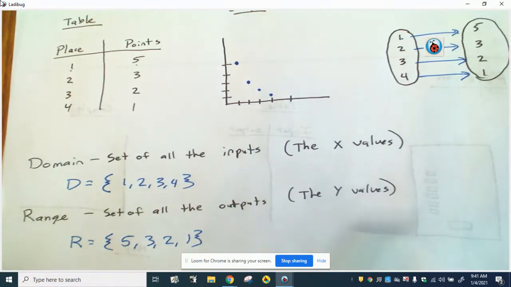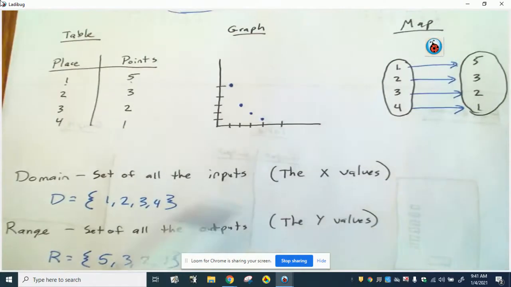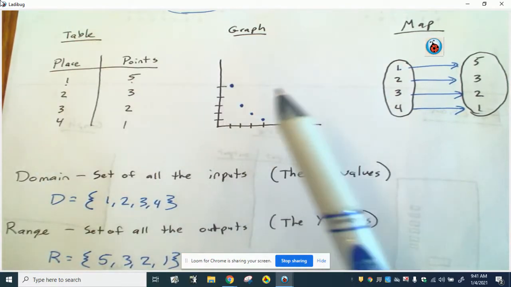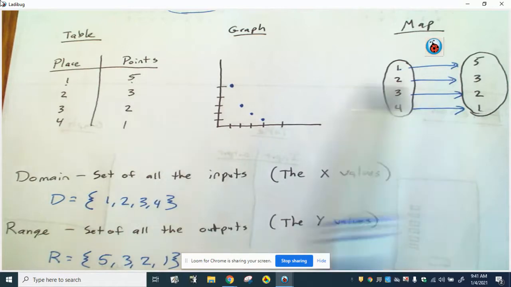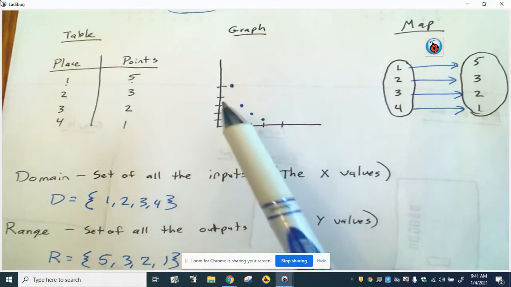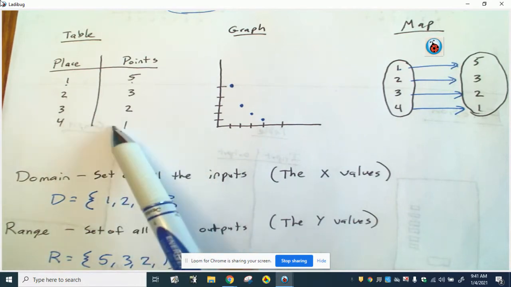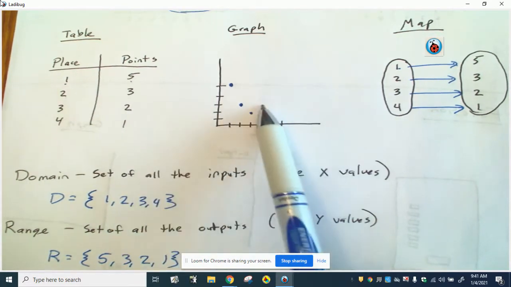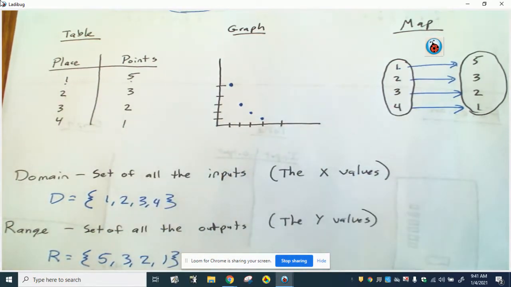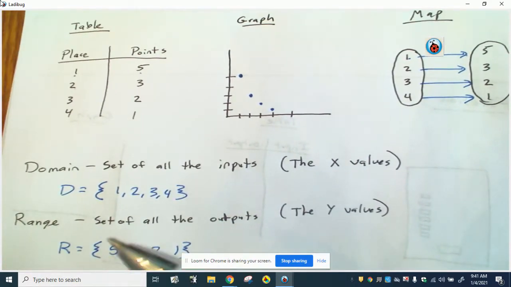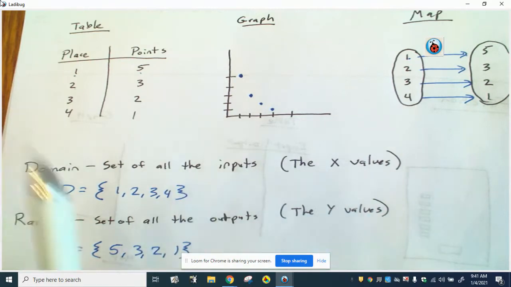Okay, so what we need to be able to do is look at relations in any of these different forms, right? We could be given one in a table, we could be given one in a graph or a map, or vice versa. If they give us a table, we should also be able to draw the graph or the map, or vice versa. Okay? And then we also have to be able to list the domain and range. When it's just a set of points like this, the domain and range are actually pretty easy.